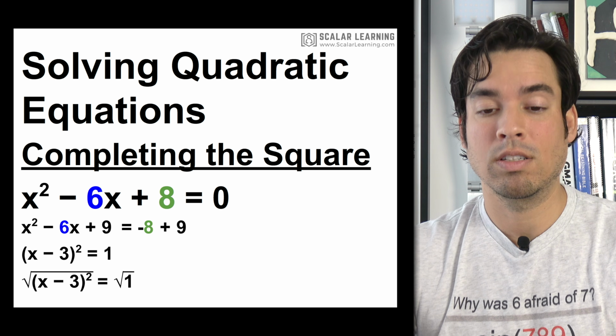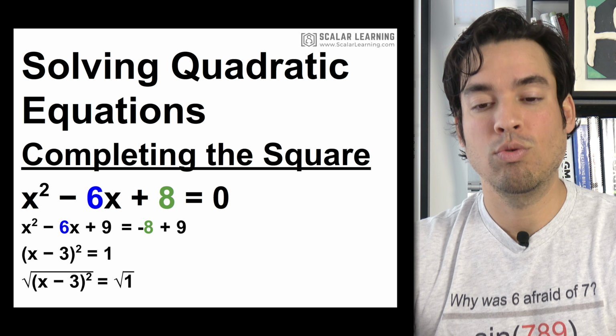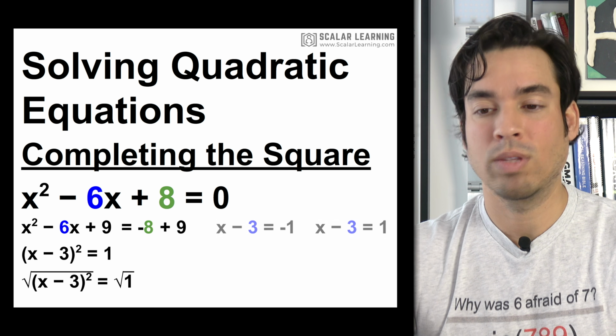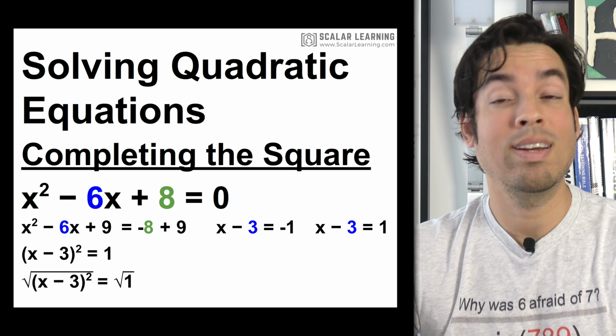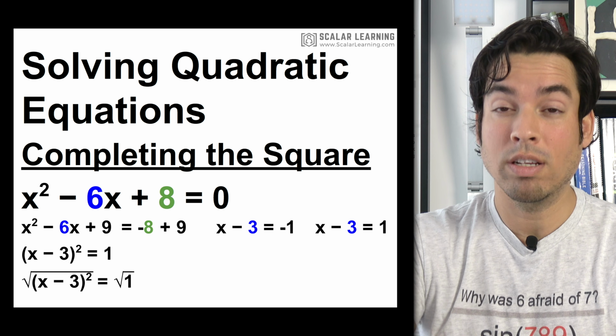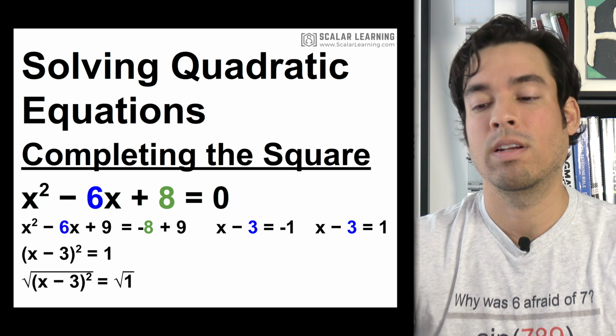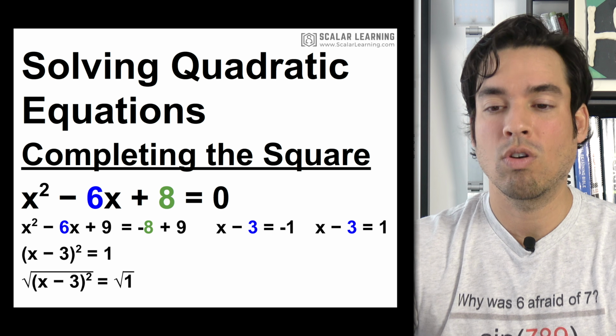We have to keep the balance. So now we get two equations. We get x minus 3, without the square, equals +1 and -1, because the square root of 1 is plus or minus 1. All right. Now we have two great equations and we can solve both of those.